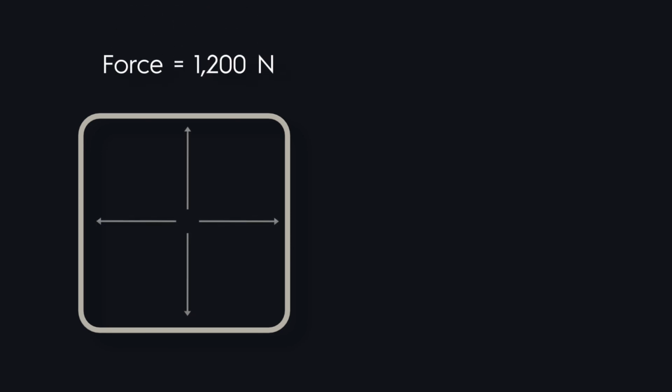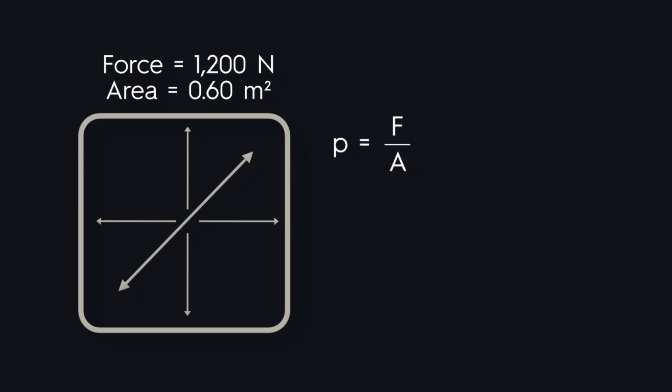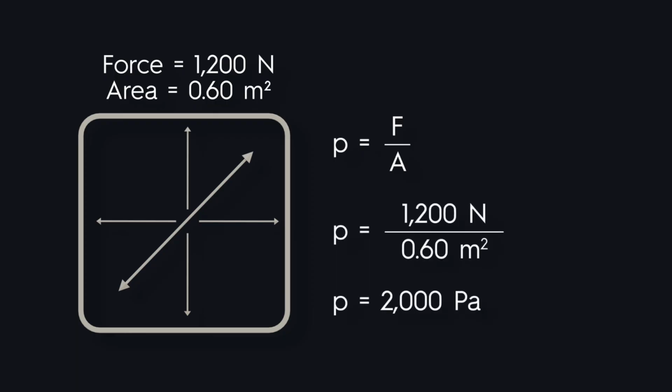Let's try a quick example. A gas pushes on the wall with a force of 1,200 newtons across 0.6 square meters. Pressure equals force divided by area. That's 2,000 pascals, or about 2 kilopascals.